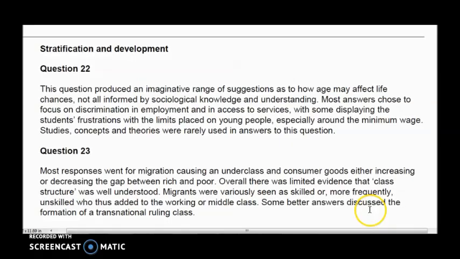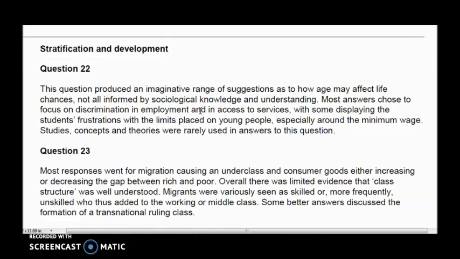Now, checking out the examiner report, I thought this was quite interesting because of the comments that were made. So the question produced an imaginative range of suggestions as to how age may affect life chances, not all informed by sociological knowledge and understanding. Most answers chose to focus on discrimination in employment and access to services, with some displaying the students' frustrations with the limits placed on young people, especially surrounding the minimum wage.